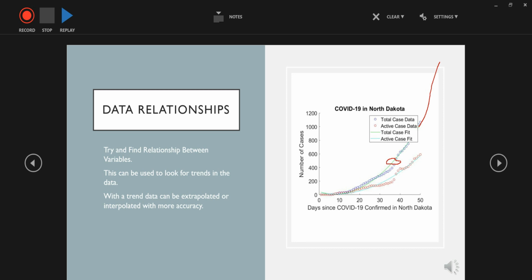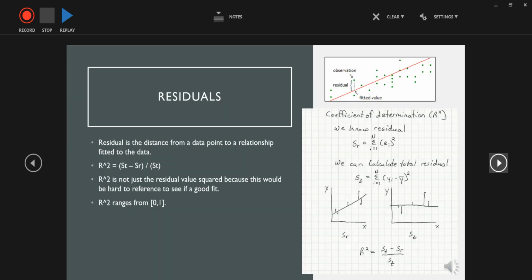Or if we look at this continued trend line, we could say, hey, at day 60, what do we think cases will be? And then find that point, go over, and let's say it's 2,000. And then we have an estimate for that.